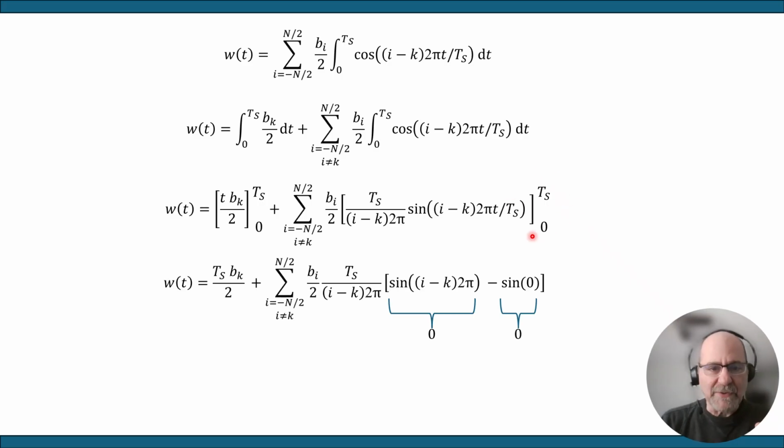When we do those evaluations, the first thing we'll notice is that this term here is sine of i minus k multiplied by 2 pi. Now, i minus k is an integer number, so we're going to have the sine of an integer multiple of 2 pi, which is, of course, 0. The same thing can be said about sine of 0. So in the end, this whole summation consisting of all the terms of all the subcarriers except the kth subcarrier becomes 0. And we are left only with this term, which is the desired term at the kth subcarrier.